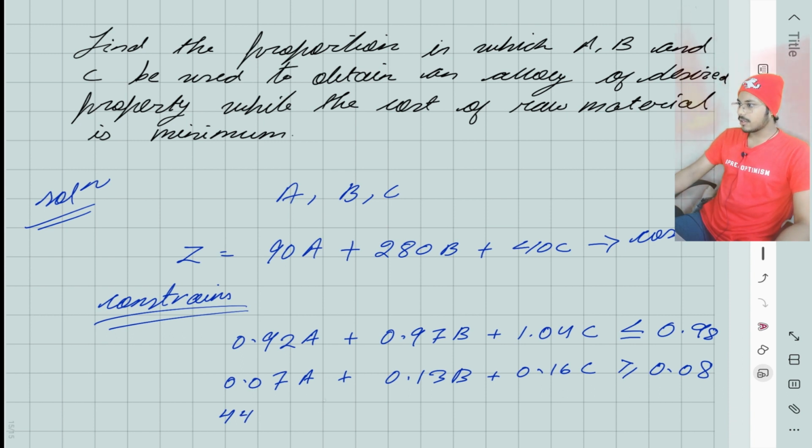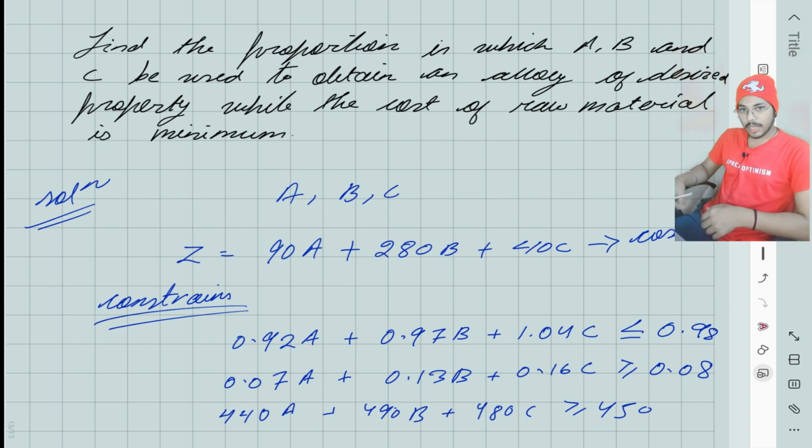For melting point, 440 is the melting point. So 440 for A plus 490 for B plus 480 for C, that should be greater than or equal to 450. And we are done. This is the model that we are looking for.